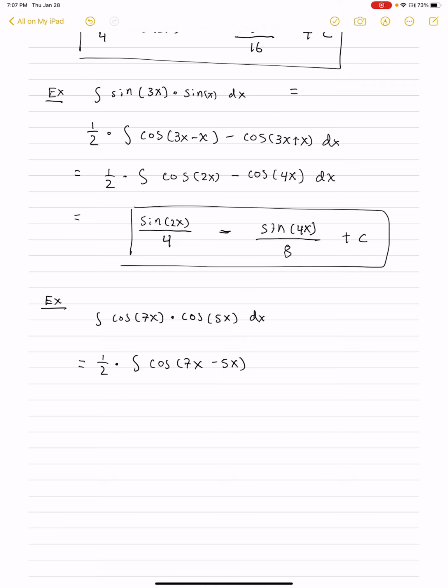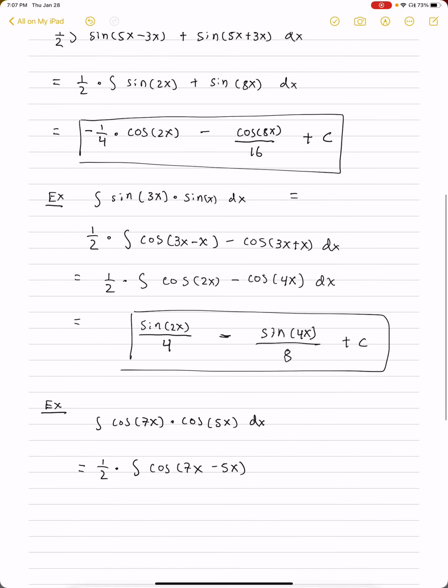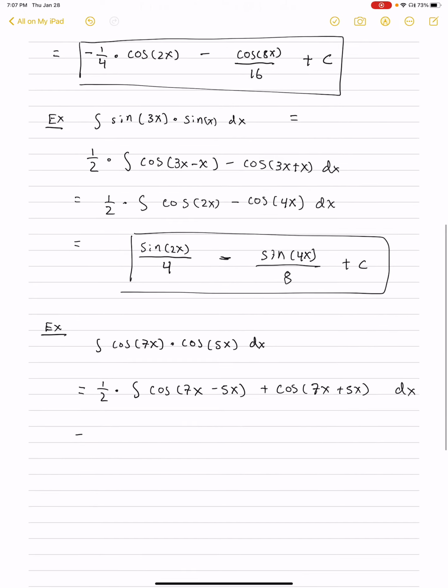And let's just double check the sign there. So plus cosine of a plus b. So cosine of 7x plus 5x dx. And let's figure out what each of these is. So 1/2 times this integral of the cosine of 2x plus cosine of 12x.